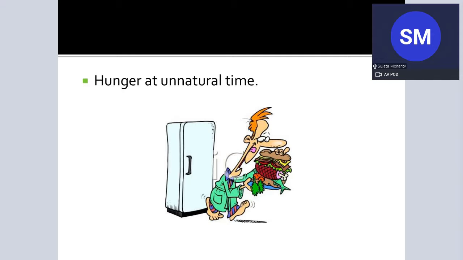And there is hunger at unnatural time. Means after eating they will feel hungry, and in midnight or after sleeping they will feel hungry. So hunger at unnatural time is a characteristic of psoric patients.